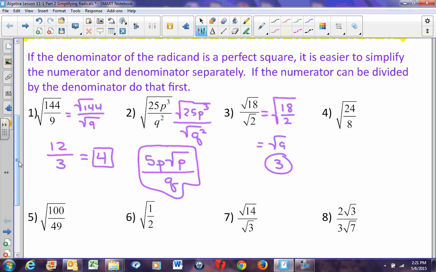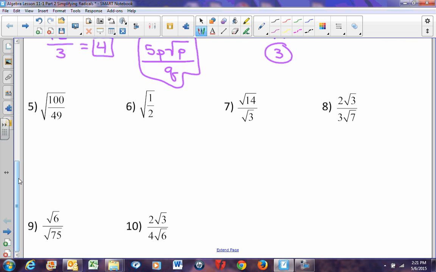If I look at 4, I know that 24 is divisible by 8, so I'm going to do that first. 8 times 3 is 24, so this is the square root of 3. There is no denominator, so I'm done. I look at number 5 down here. Number 5 has the square root of 100 over the square root of 49. Okay, so I'm going to separate those, square root of 100 over the square root of 49. Square root of 100 is 10, square root of 49 is 7. I'm not going to leave it as an improper fraction because it doesn't need to be changed with next time.